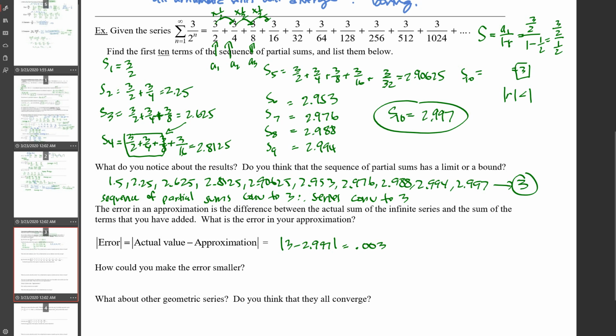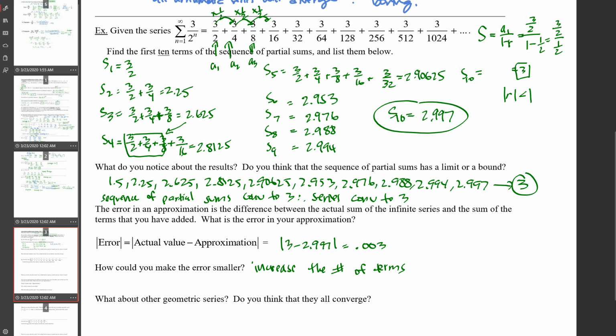How could we make this error smaller? The answer is always the same for calculus. How do you make errors smaller? You increase the number of terms. And what about other geometric series? Do all geometric series converge? And we talked about that.